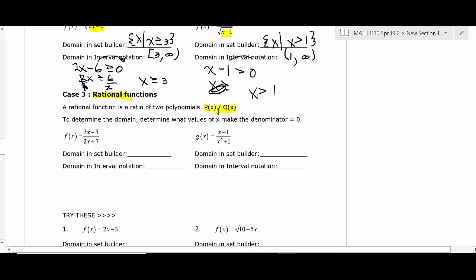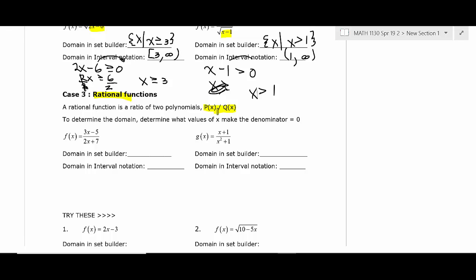So a rational function, you just have a polynomial in the numerator and one in the denominator. And more technically, in a rational function, the denominator can't be a constant. You couldn't have a denominator of just 7. The denominator's got to have an x in it. That's a little detail of a rational function.